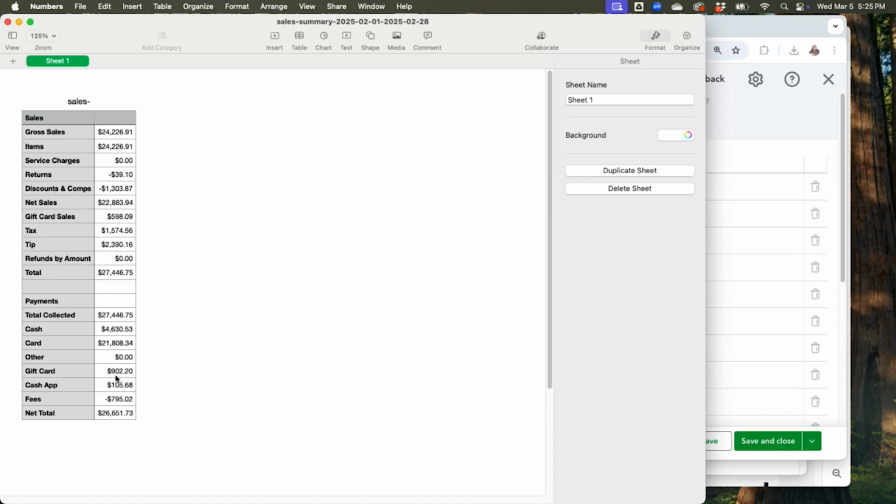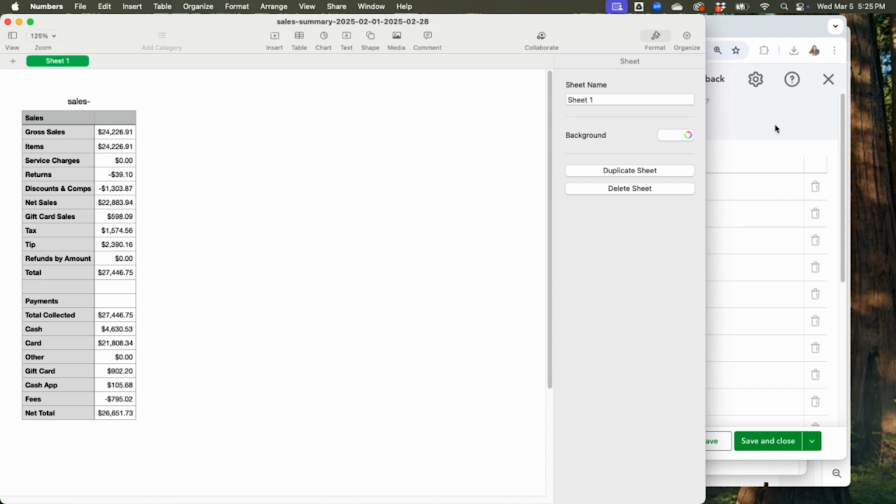Could come over here. Gift card. This is gift card redemption. If you see gift card on top, it's gift card sales. This is redemption. Cash App goes into Square clearance as well, by the way, and then fees, right? So this is all the accounts. This is all that I need to account for here.